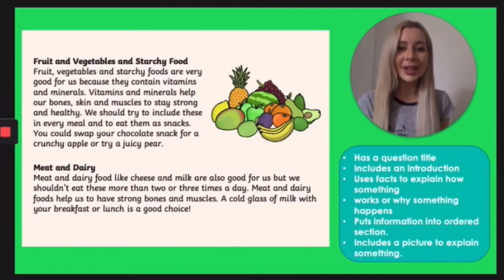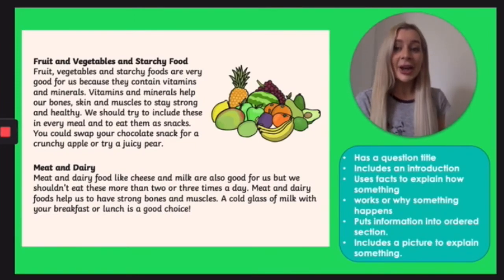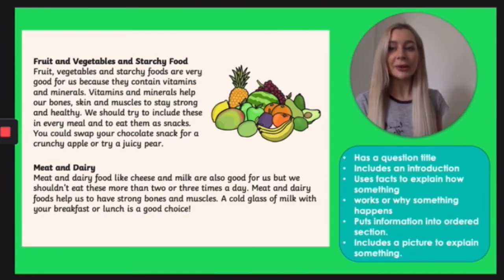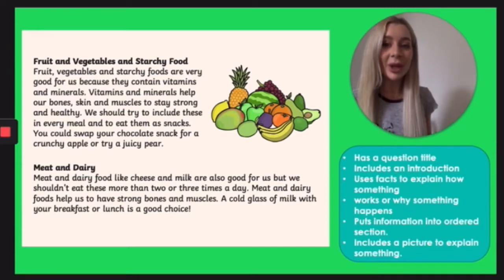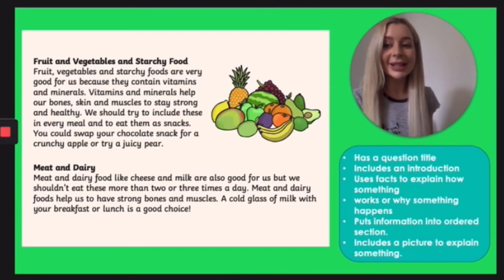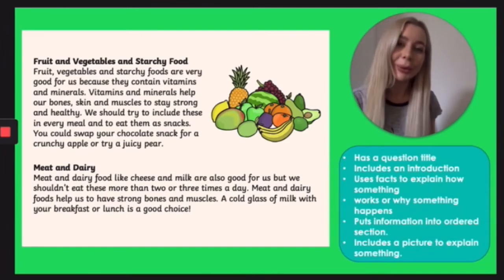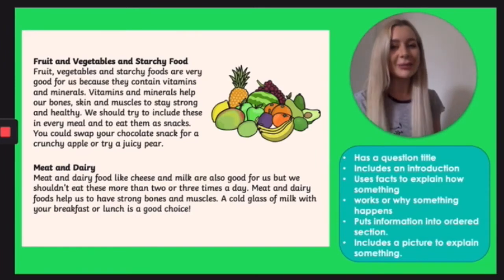Okay, we are on to the next section now. Fruits, vegetables, and starchy food. Fruit, vegetables, and starchy foods are very good for us because they contain vitamins and minerals. Vitamins and minerals help our bones, skin, and muscles to stay strong and healthy. We should try to include these into every meal and eat them as snacks. You could swap your chocolate snack for a crunchy apple or try a juicy pear.